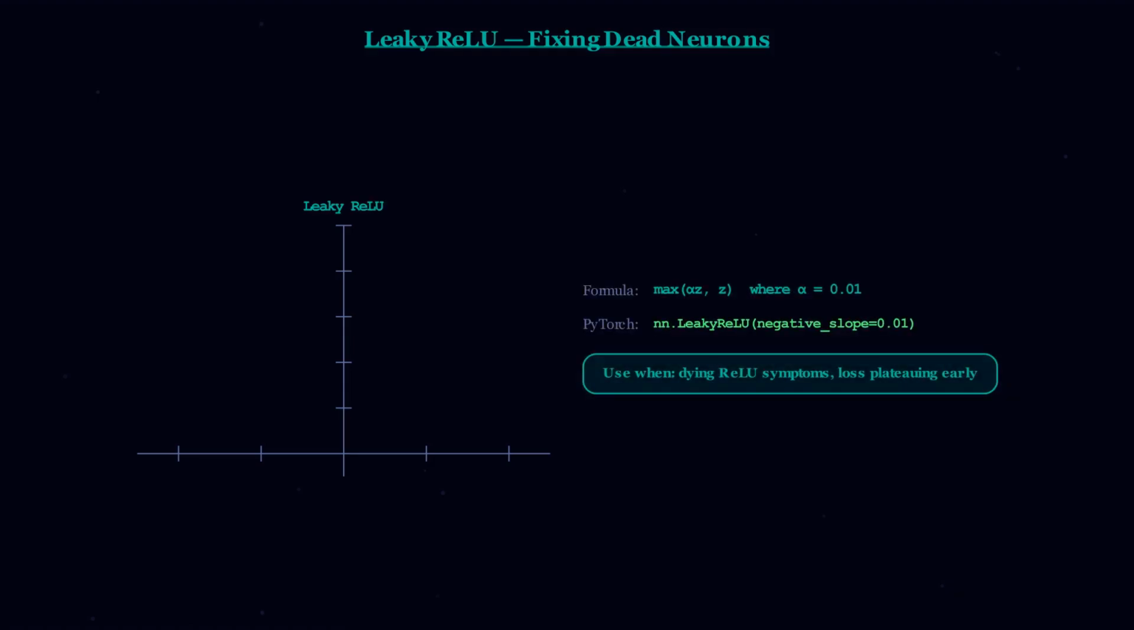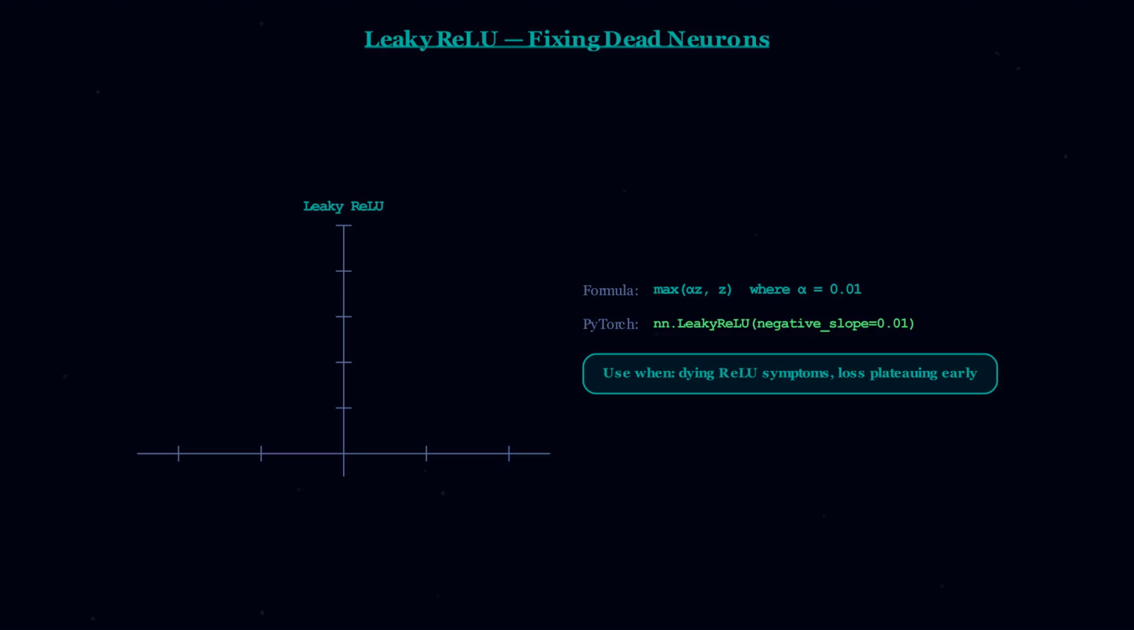ReLU has one serious failure mode, the dying ReLU problem. If a neuron's weights push its input permanently negative, its output is always 0. Gradient is always 0. The weight update is always 0. The neuron is dead. It will never recover during training. In large networks with high learning rates, this can happen to a significant fraction of neurons, silently reducing the effective capacity of your model. Leaky ReLU fixes this with one change.